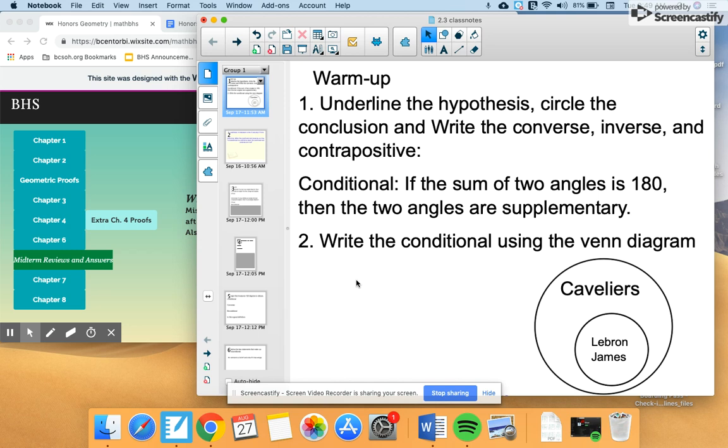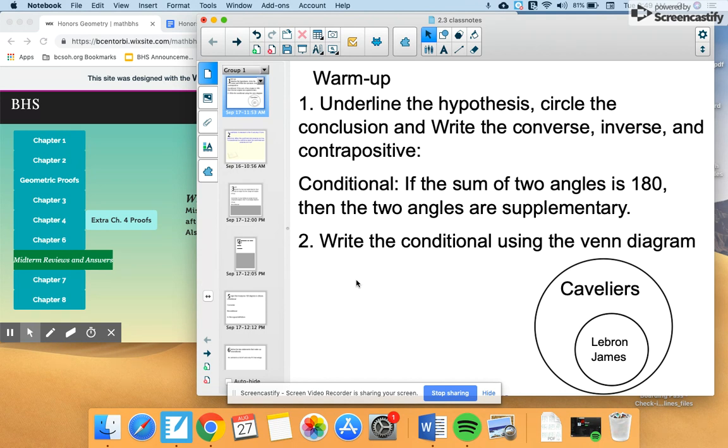So go ahead and try this warm-up problem. This is kind of just recapping yesterday. So I want you to write down the answers on your paper. So for number 1, you're going to underline the hypothesis, circle the conclusion. Then you're going to write the converse, inverse, and contrapositive. So take a minute to do that.